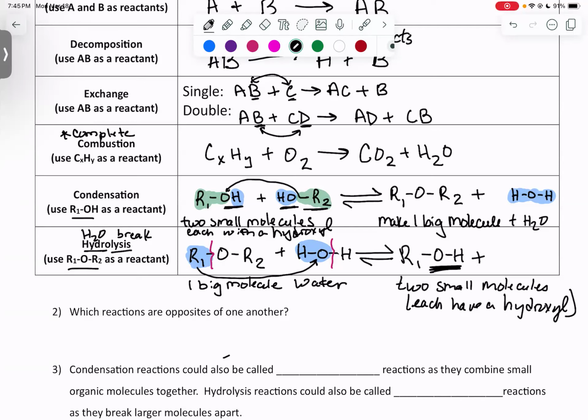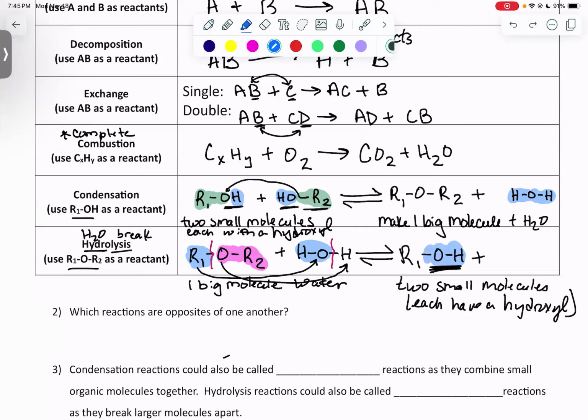So what's left? Well, if I look at what's left, I have an R2 bonded to an oxygen. So now what's going to happen here is this oxygen is going to pick up the hydrogen that's left over from the water. And so what I end up with here, so this is the blue stuff, right? Oops.